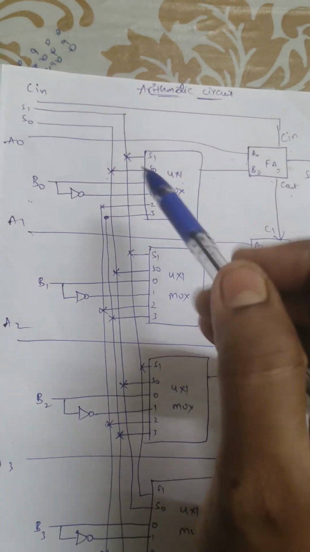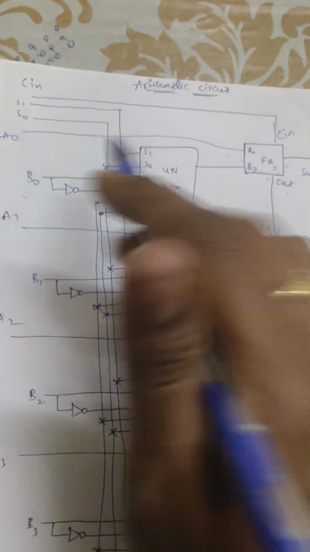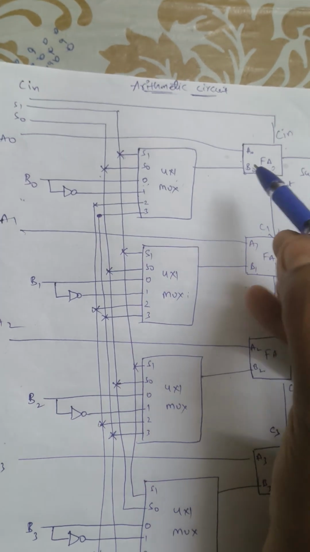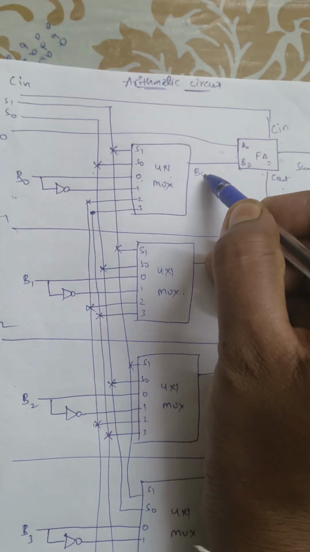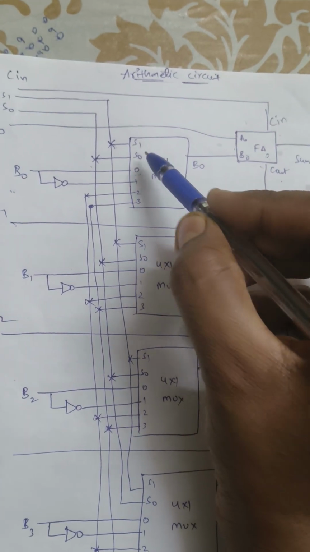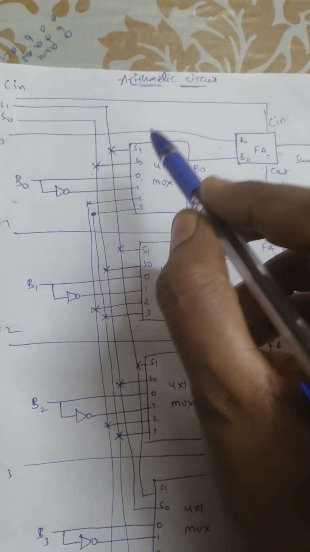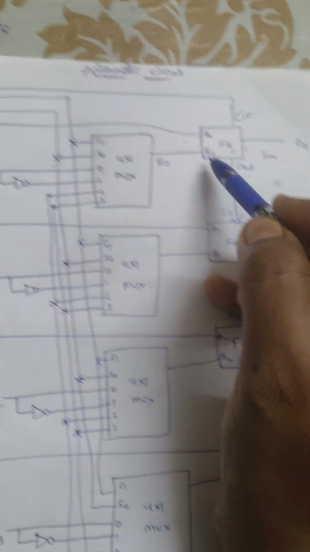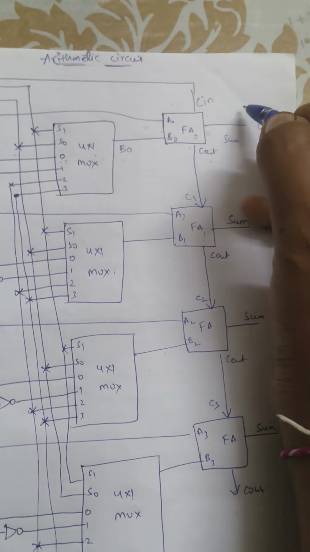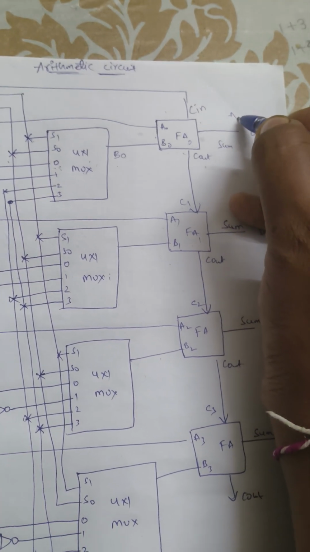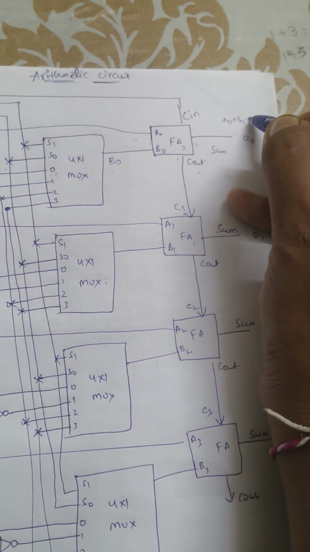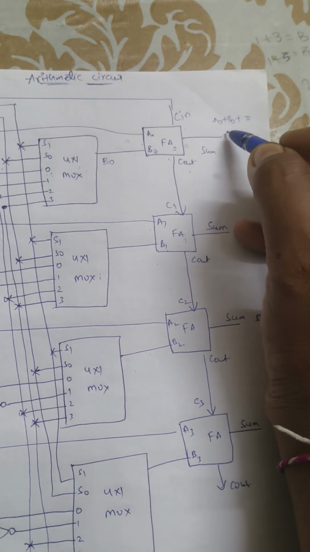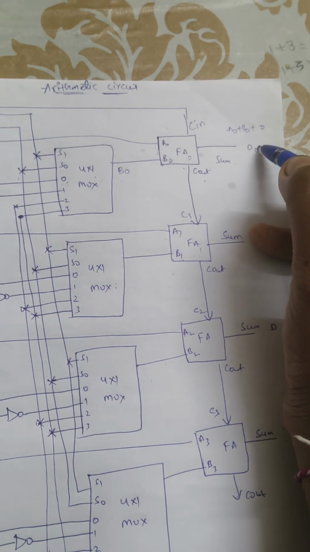If the selection lines are 0, 0, the 0 bit is selected as output and transferred to the output here. So what is the output here? If the selection lines are 0, 0, the 0 bit is selected. For the 0 bit we connected B0. So this B0 is the output connected as input here. So what is the full adder output? Here we are getting A0 plus B0 plus the carry, where Cin is 0. So the operation done is simply A0 plus B0.